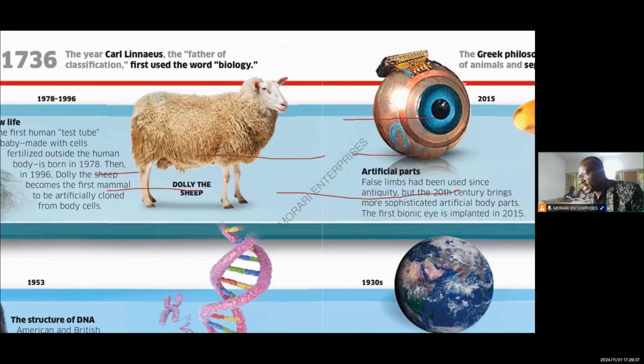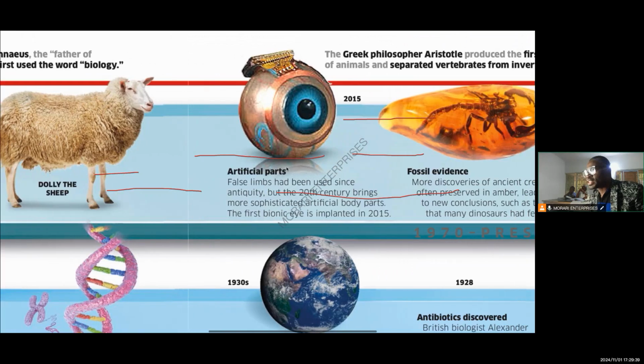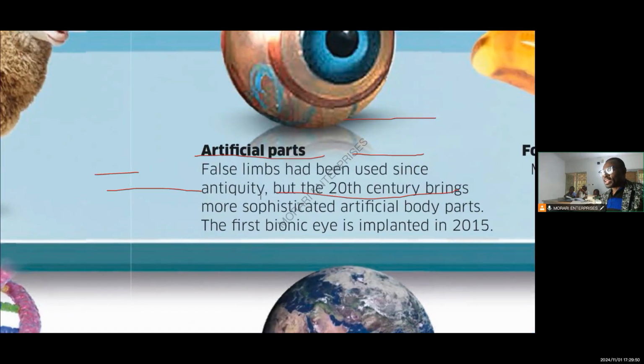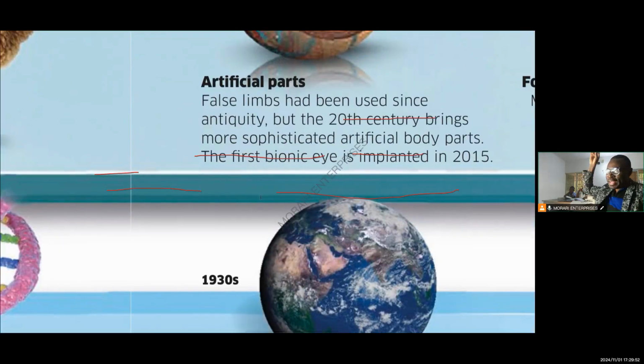That happened in 1996. Then let's see, artificial parts. Oh, we have artificial eye. Let's see, false limbs had been used since antiquity. In the ancient time, antiquity is a very good vocabulary. Antiquity means from ancient time. So false limbs. You see somebody walking like that, you say, hey, the person has two legs.